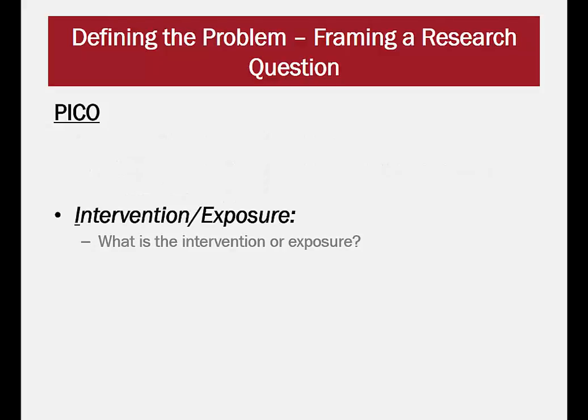Intervention/exposure. Next, the researcher must ask themselves what intervention or exposure they are interested in. For example, if they wanted to know about the protective effects of bicycle helmets, then we would find a database that could tell us whether or not the population was wearing a bicycle helmet at the time of their incident.